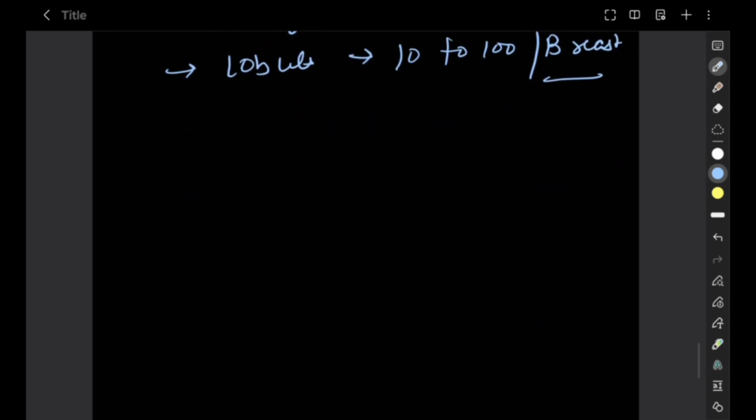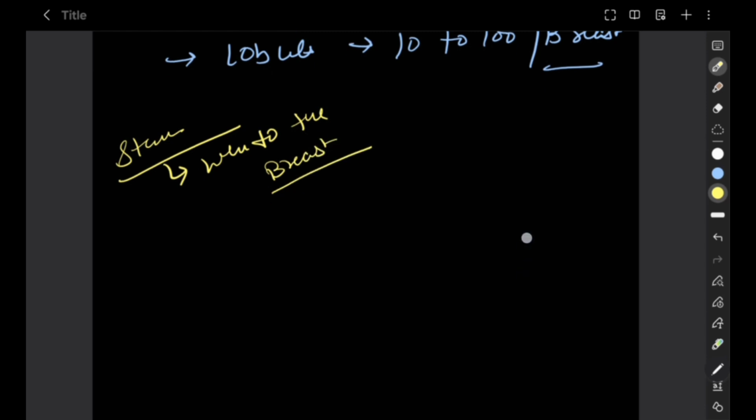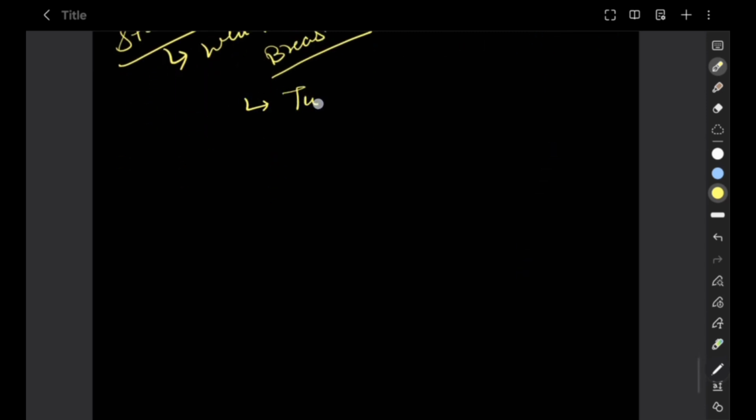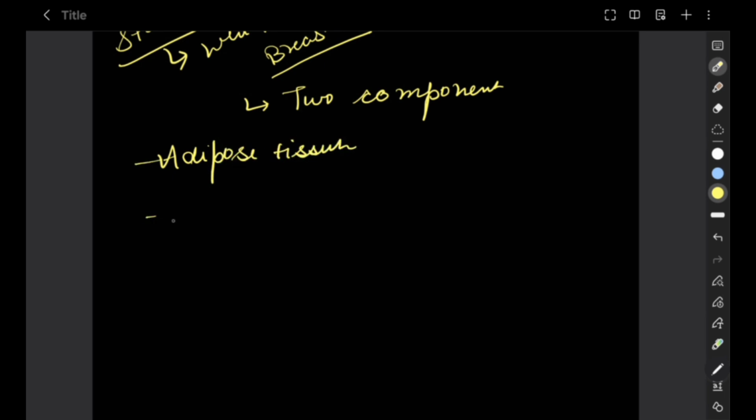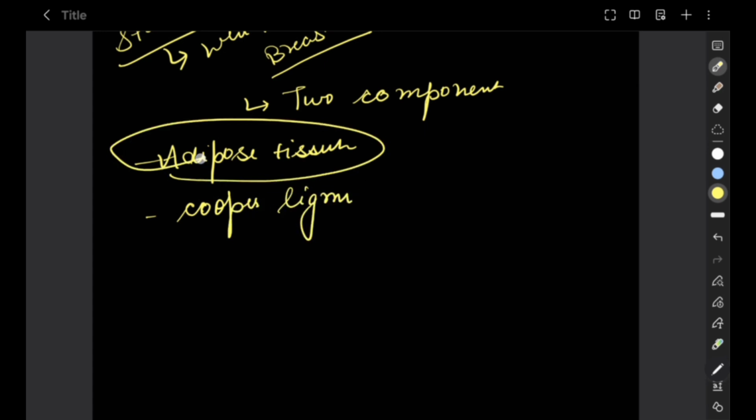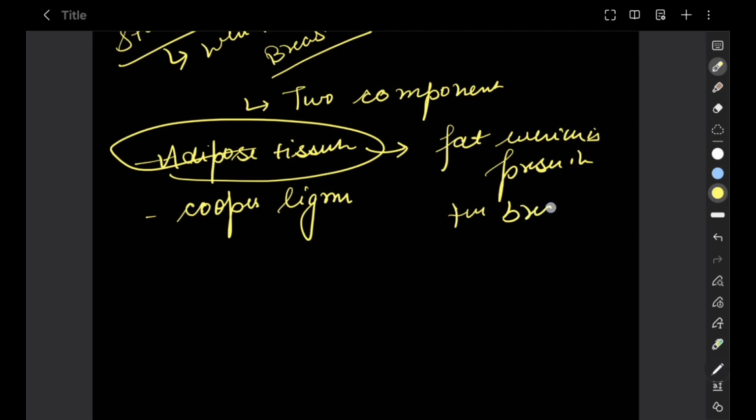Now, we have studied what stroma means. Stroma is the structures which provide support to the breast. Fine. So it is formed by two components, that is adipose tissue and Cooper's ligament. Adipose tissue is the fat which is present in the breast.